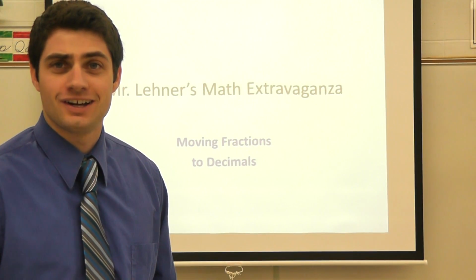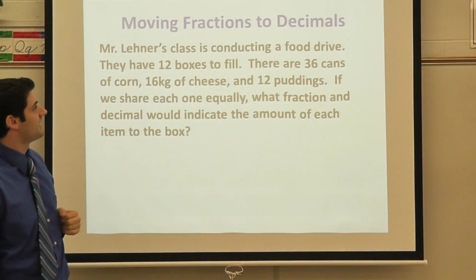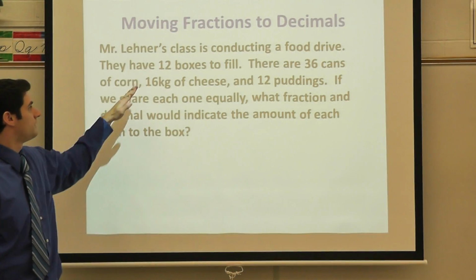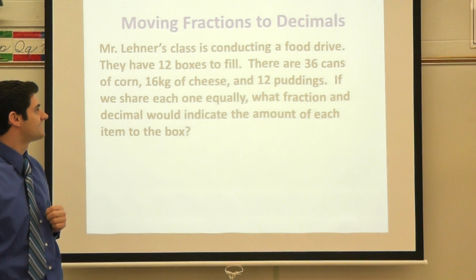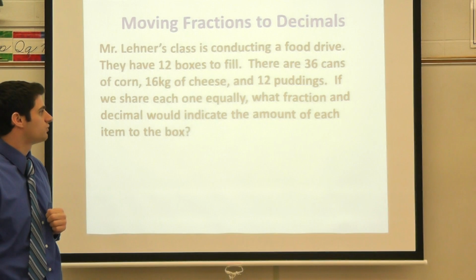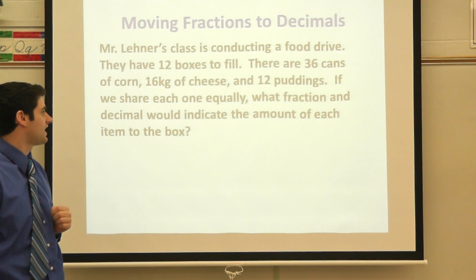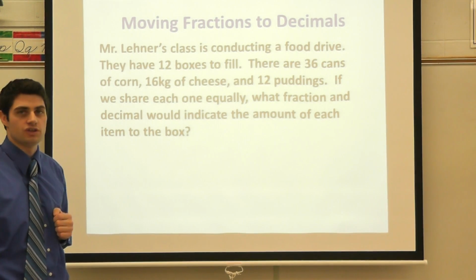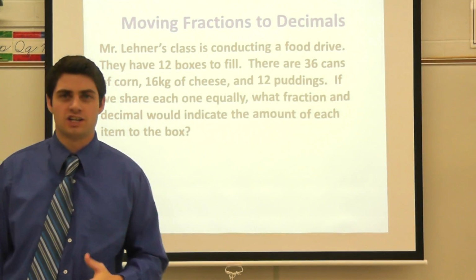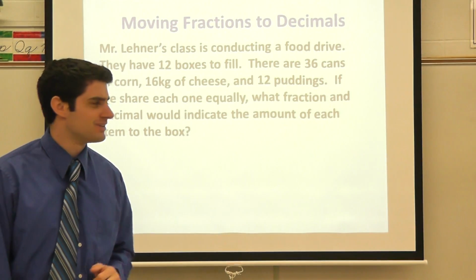Let's take a look at an example here with our class. It says Mr. Lehner's class is conducting a food drive. They have 12 boxes to fill. There are 36 cans of corn, 16 kilograms of cheese, and 12 puddings. If we share each one equally, what fraction and decimal would indicate the amount of each item to the box? I know, I chose food again. It's probably making you a little hungry, a little famished, but we'll get through it, I promise.